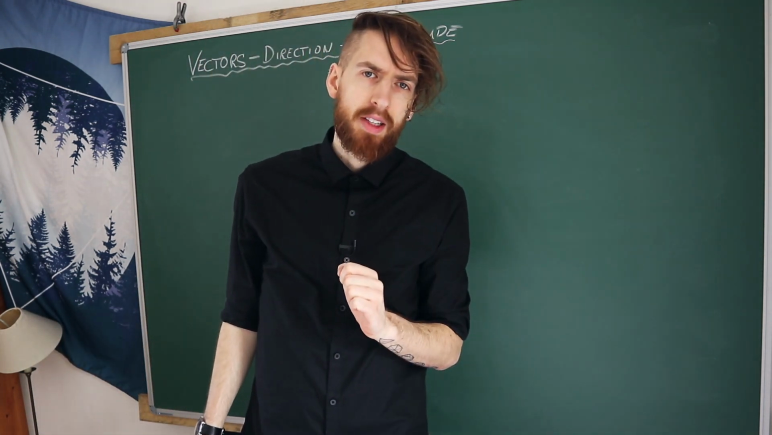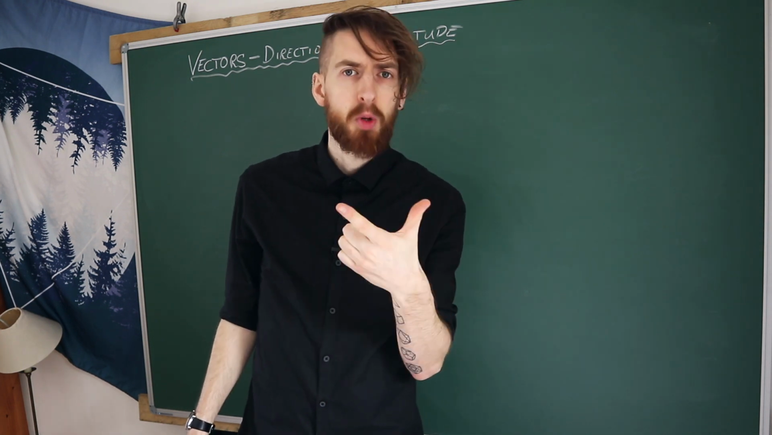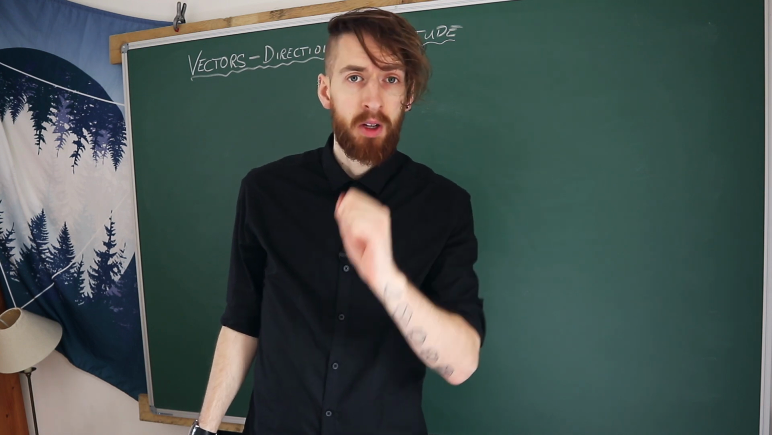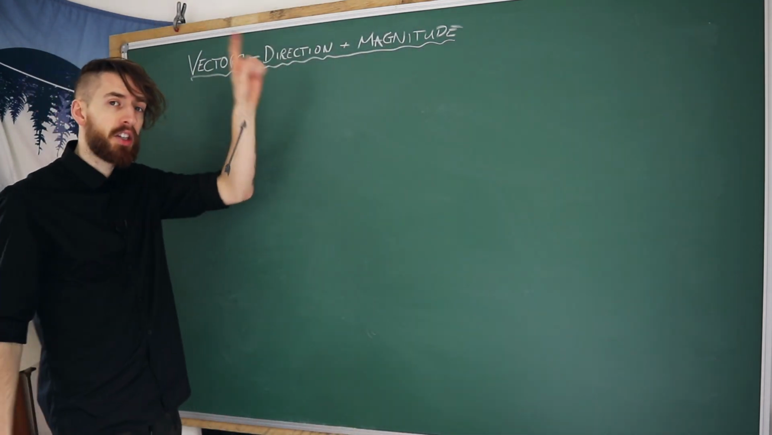And that's what a vector is. It's something which has a direction and some quantity, some size. We call that size the magnitude. So vectors have direction and a magnitude.